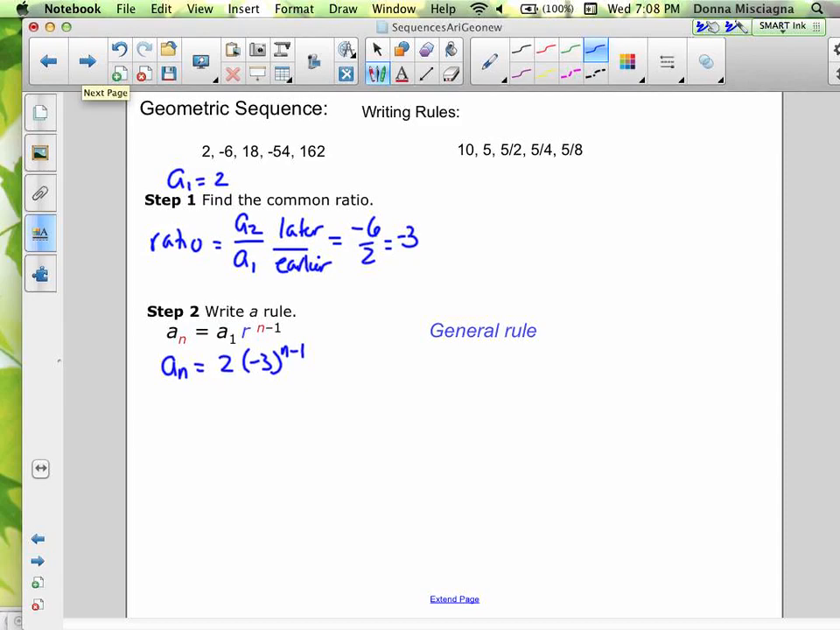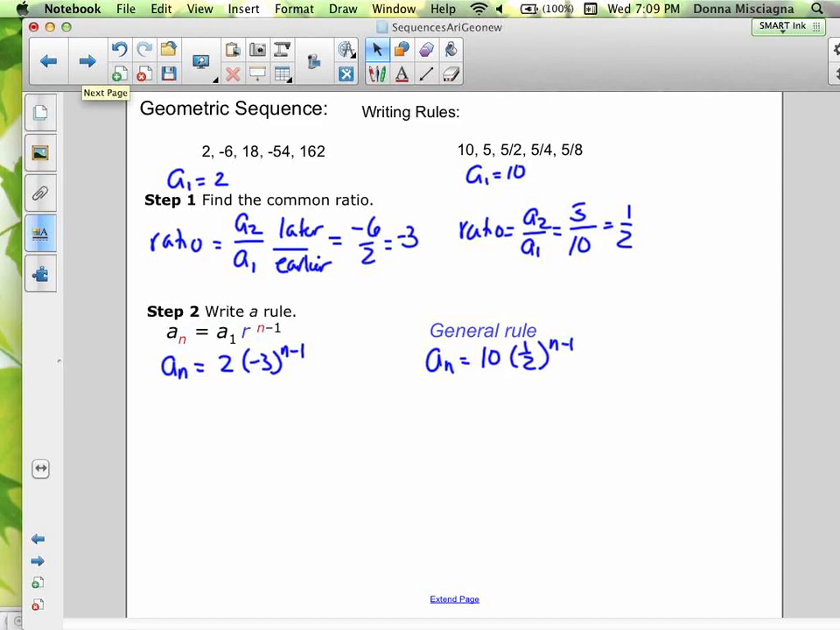Let's look at the next one. All right, so we know A1, that's 10. Our ratio is just going to be A2 divided by A1. A2 is 5. A1 is 10. That's 1/2. So that means our rule, AN equals 10 times 1/2 to the n minus 1 power. Ooh, so hard, right? That was easy. Super easy.